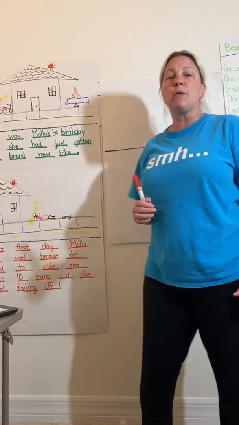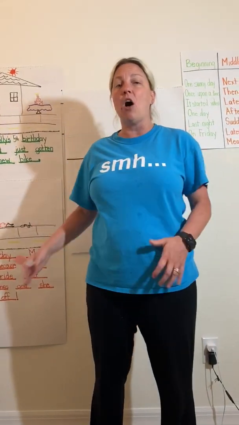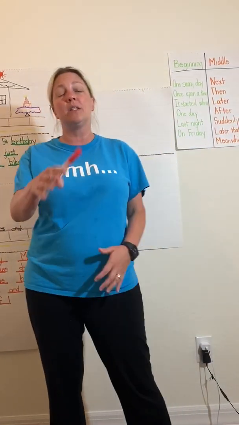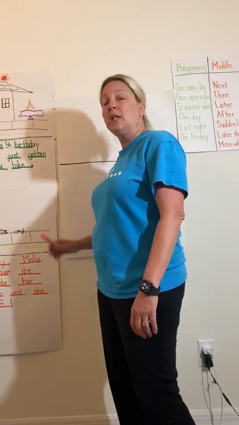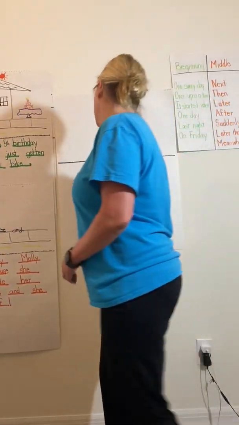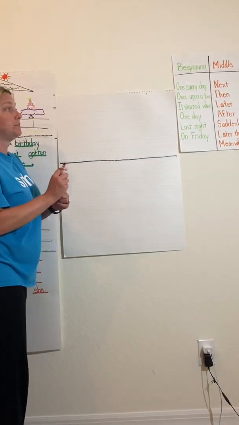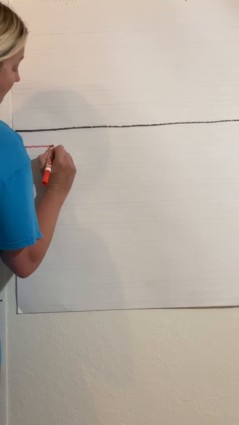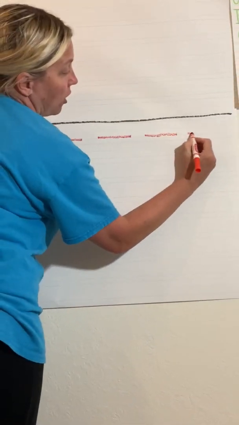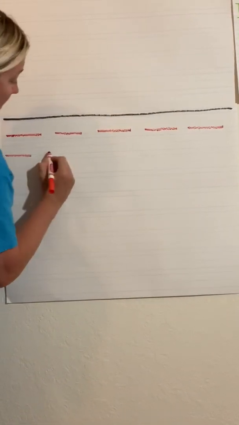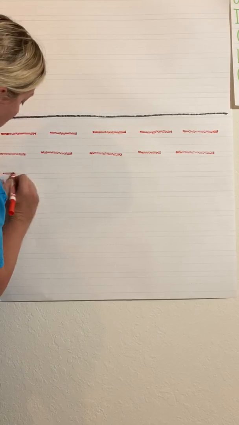And so today we're gonna finish up our story with the solution. What happened to solve Molly's problem in my story, or what happened to solve your main character's problem in your story? And I had already planned out on my planning sheet that it was gonna be her dad comes to help her. So I'm gonna say, then her dad saw her and came out to help her.